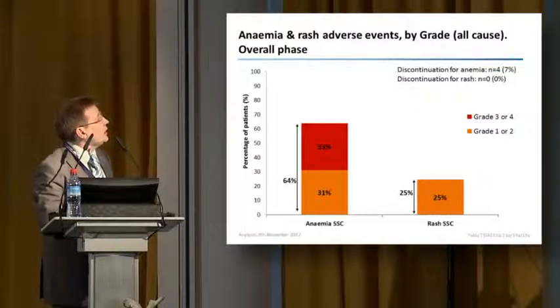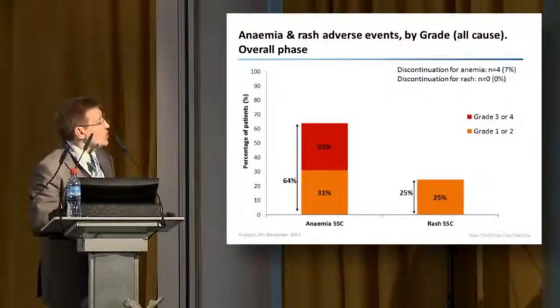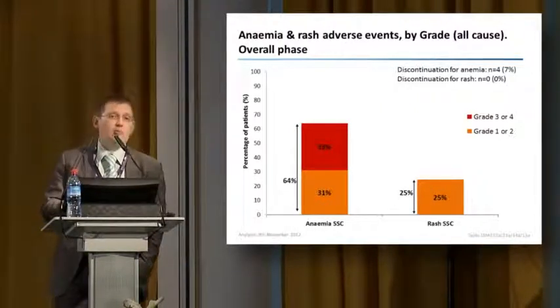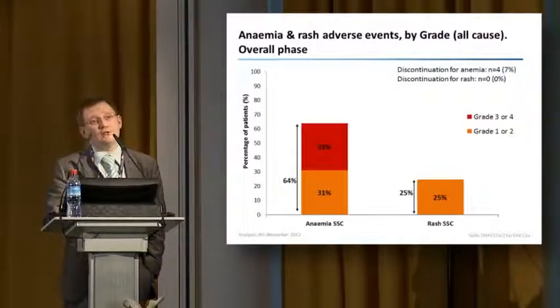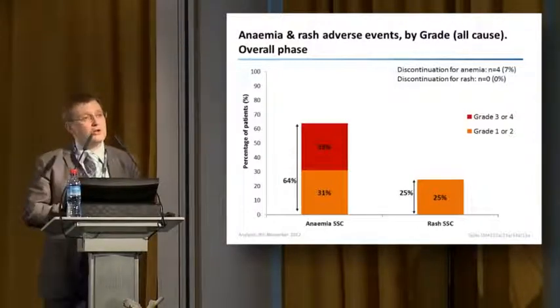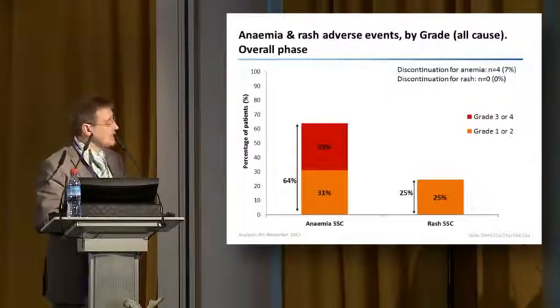This is the anemia and rash adverse events by grade and discontinuation. And you can see, again, rash only grade 1 and 2, and anemia half and half, grade 3 and 4. This is the main problem that caused the stopping of telaprevir in this interim analysis of the Russian early access program. Next slide.